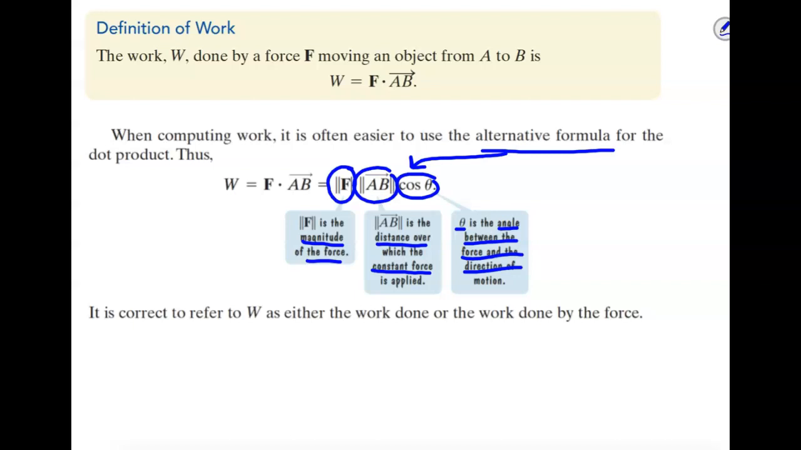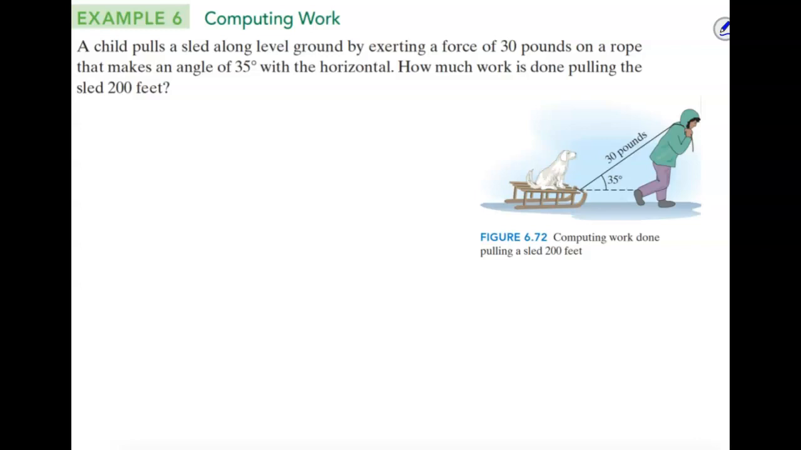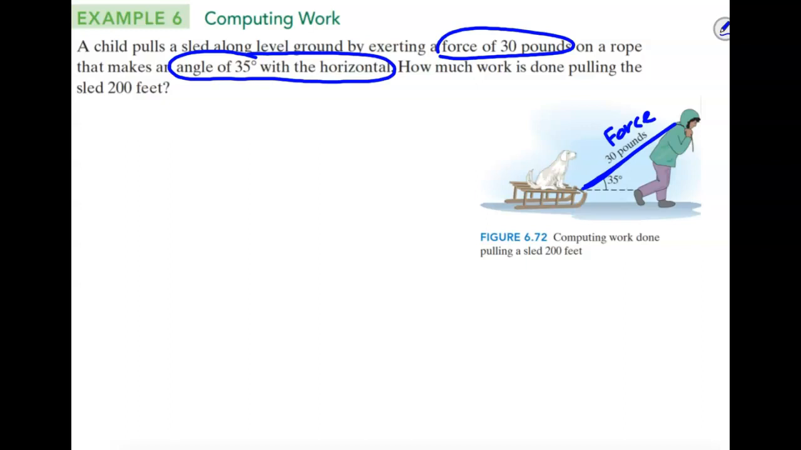All right, so here's the example we were talking about. A child pulls a sled along level ground, exerting a force of 30 pounds. So here's the sled being pulled at a force of 30 pounds. There's an angle of 35 degrees. So here's your angle theta of 35 degrees. How much work is done by pulling the sled 200 feet? So you're going to go this direction, 200 feet.